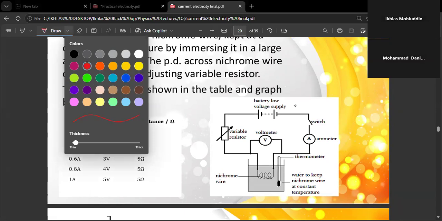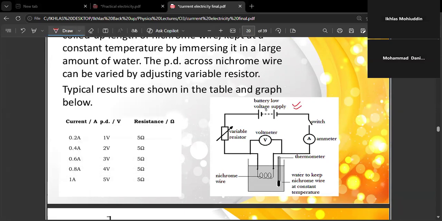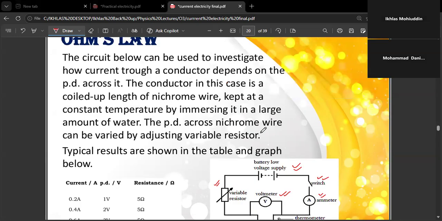The first is a battery, a low voltage supply. It's the symbol of a battery, a variable resistor, a resistor that is used to vary current in the circuit, a voltmeter, a nichrome wire of high resistance, a thermometer that is used to measure the temperature of water, an ammeter and a switch, right? So the circuit below can be used to investigate how current through a conductor depends on the potential difference.